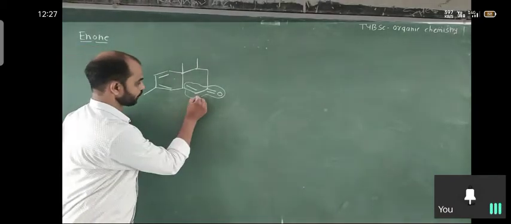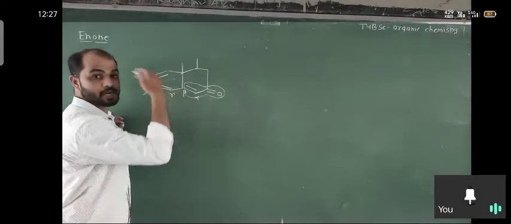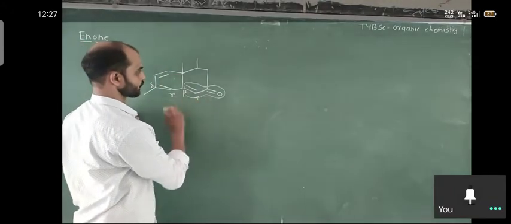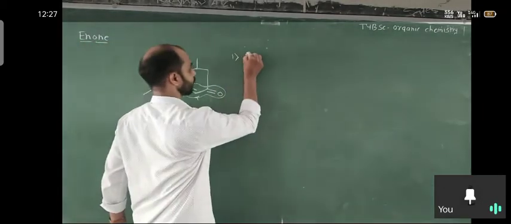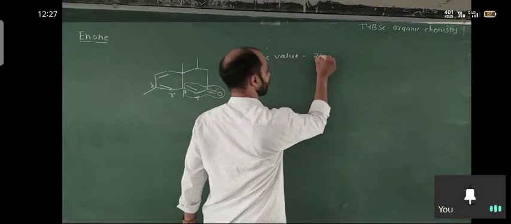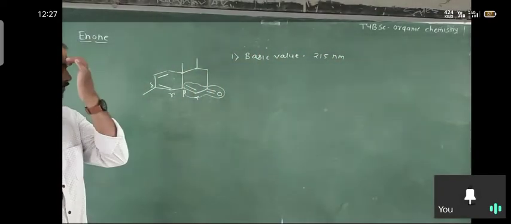So label here alpha, beta, gamma, delta, and other positions higher delta. Okay, delta and higher. So first of all, take a basic value. It is a 6-member ring, so you have to take the basic value 250 nanometer.